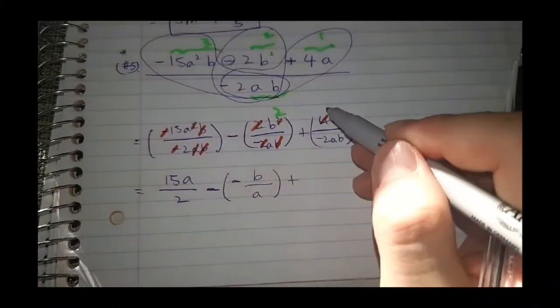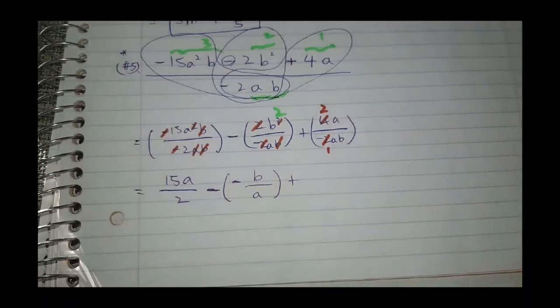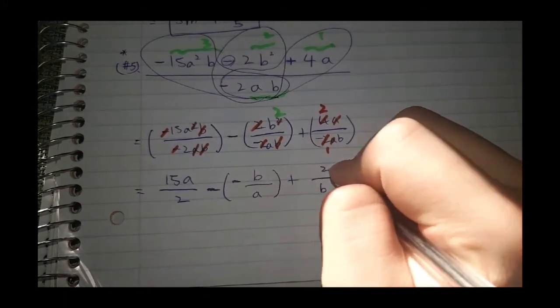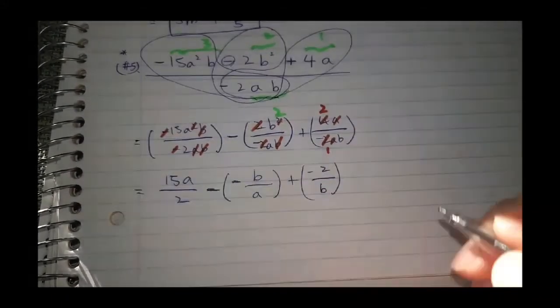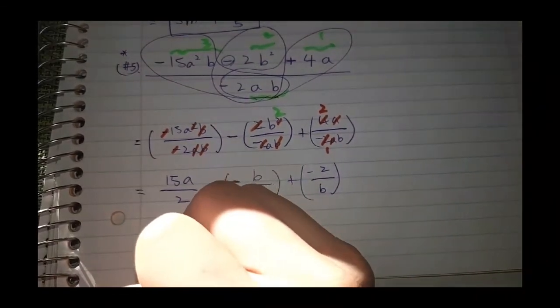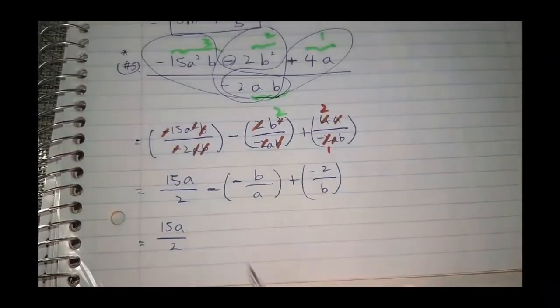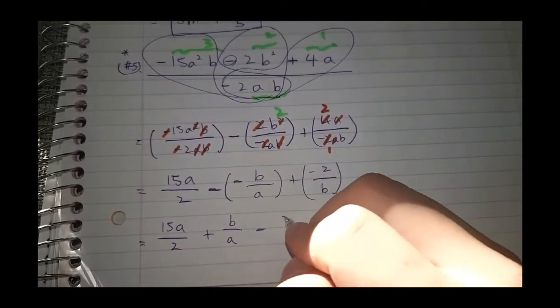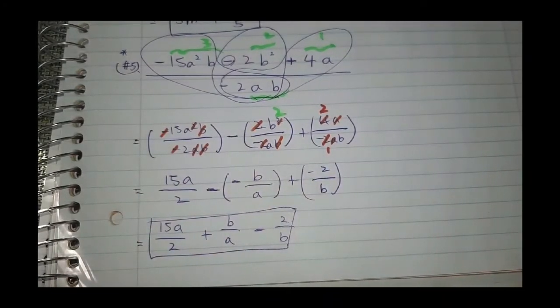4 and 2, you can divide by 2 for both. A and a cancel each other. So at the bottom I have b and 2 at the top with negative. Then I can simplify. 15a over 2. Negative and negative become positive. B over a. Negative and positive give you a negative sign. 2 over b. And ladies and gentlemen, that's how you do it.